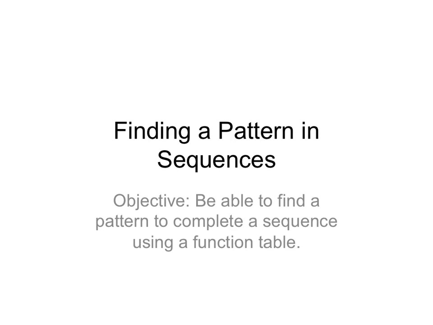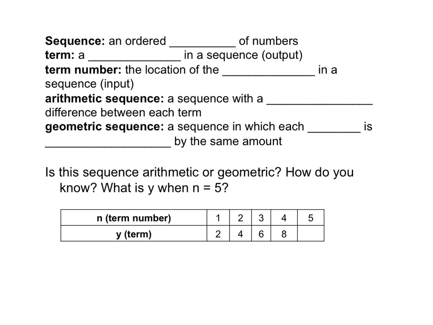You will be able to find a pattern to complete a sequence using a function table. So let's look at some vocabulary. A sequence is an ordered list of numbers. A term is a number in a sequence, also the output, if you refer back to what we were talking about before with functions. A term number is the location of the number in a sequence, which is the input.